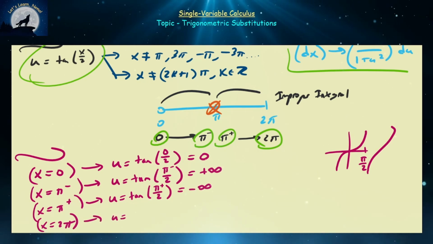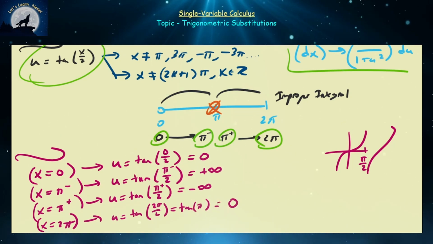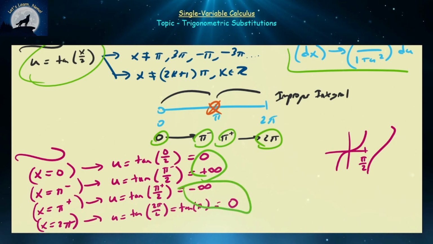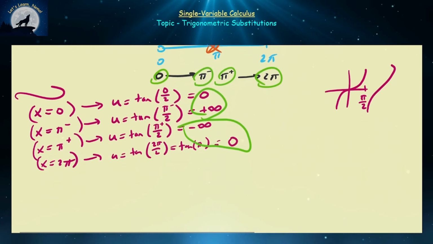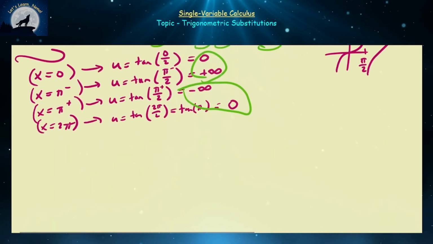And then we're going to have u is equal to the tangent of 2 pi over 2. So that's going to be equal to the tangent of pi. And we know that's going to be equal to 0. So here we're going to have our first set of bounds. And then here we're going to have our second set of bounds. And we already know how our sines and or cosines, even though there's no cosines, and dx are going to change under the Weierstrass substitution.